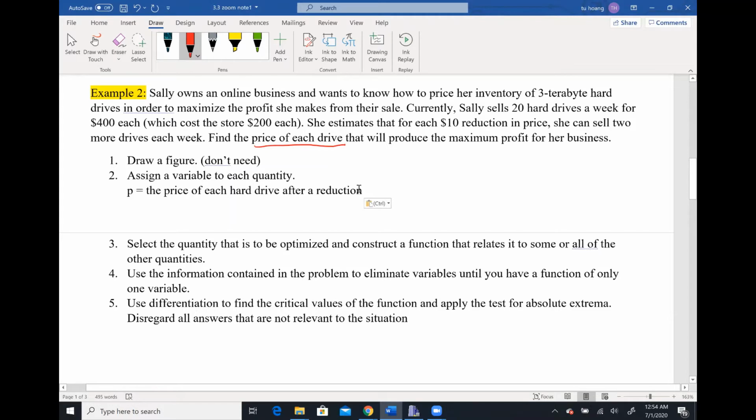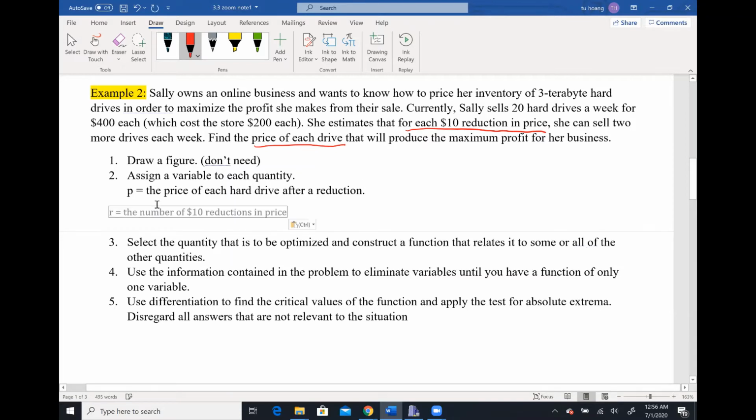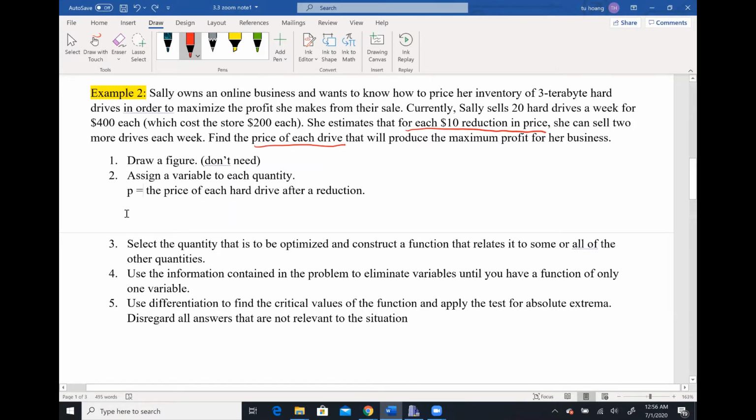So the price of each drive after reduction is P. Because it says she estimates that for each $10 reduction in price, she can sell 2 more drives each week, you may think about the number of reductions in price, so I will assign R as the number of $10 reductions in price.